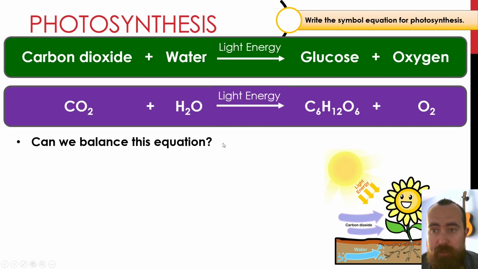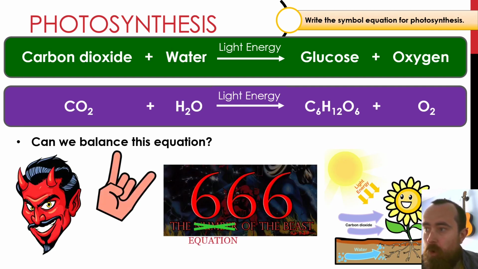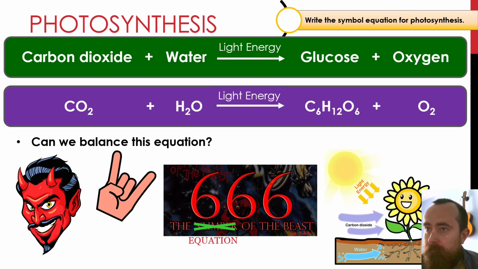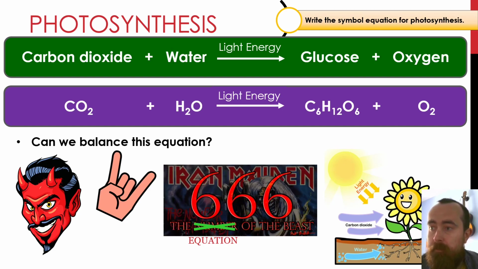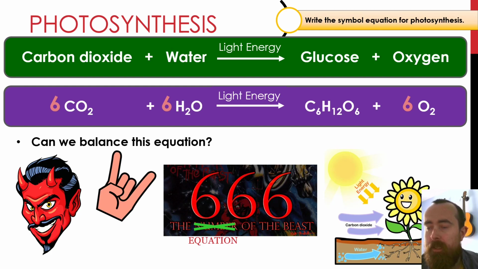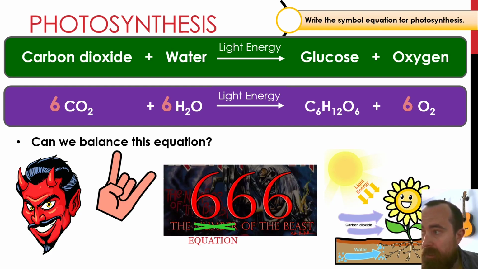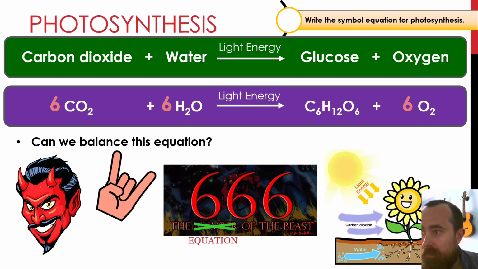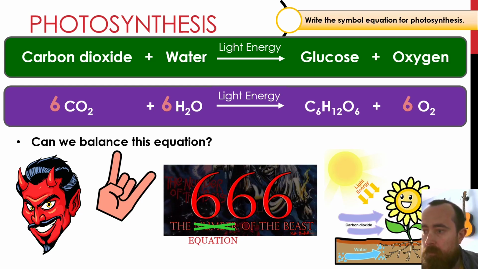To balance this equation, maybe you could have a go at doing it yourself. To balance this equation, you need to remember that it is the devil's equation. This is the equation of the beast. Respiration and photosynthesis are balanced using the numbers 6, 6, 6. So I always think of this as the equation of the beast. CO2, H2O, and O2 all get a 6 put in front of them. So 3 6s: 6, 6, 6. The only one that doesn't get a number put in front of it is glucose, C6H12O6.